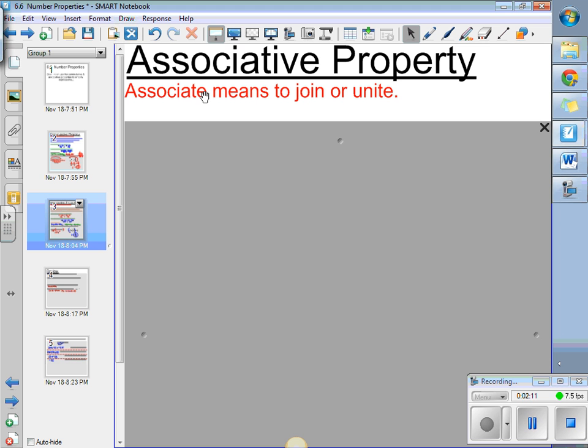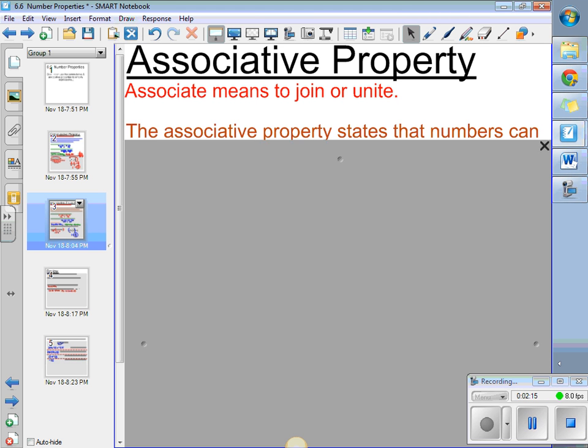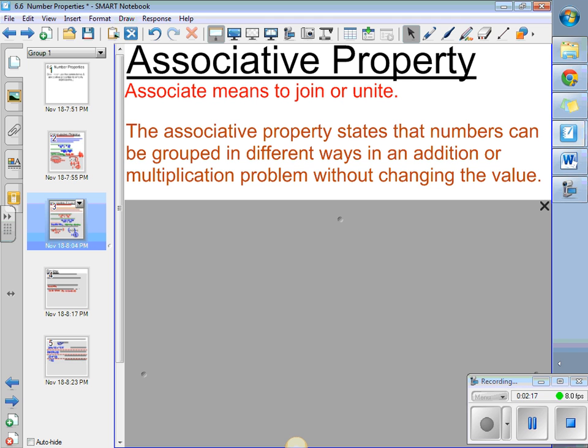All right, associative property. Associate means to join or unite. The associative property states that numbers can be grouped in different ways in an addition or multiplication problem without changing the value. So we're going to group differently so that the value is not changed.